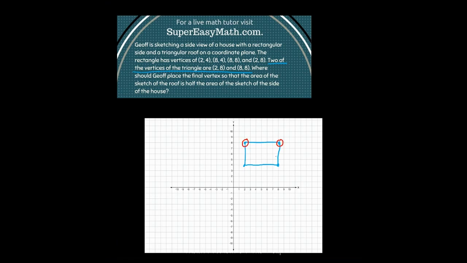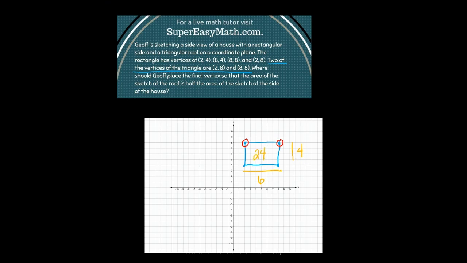So that means we're talking about these two points. And the problem ends with, where should Jeff place the final vertex so that the area of the sketch of the roof is half the area of the sketch of the side of the house? Well, if you count your spaces over and up on the bottom rectangle, I can see that we're going over 6 spaces this way and 4 spaces this way. Whenever you're calculating the area of a rectangle, you multiply the length times the width, so that would give you an area of 24.